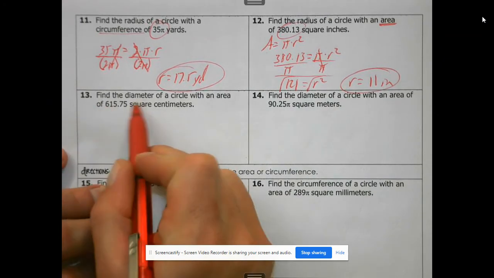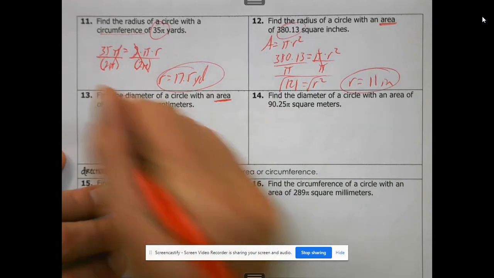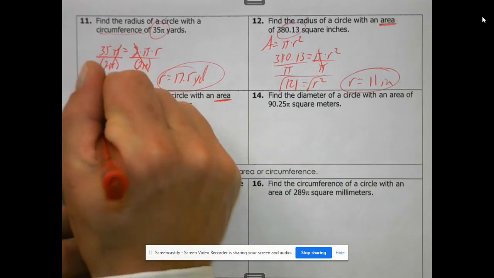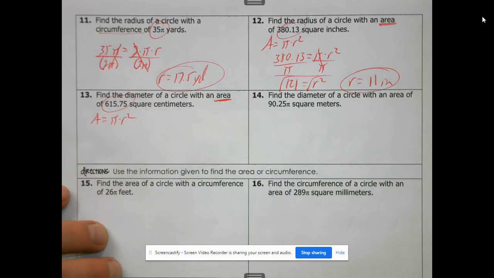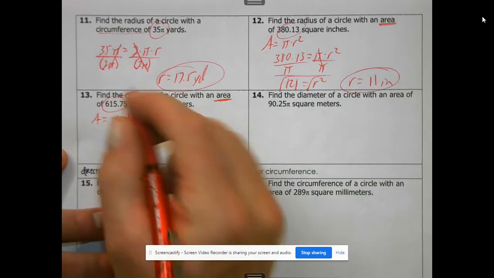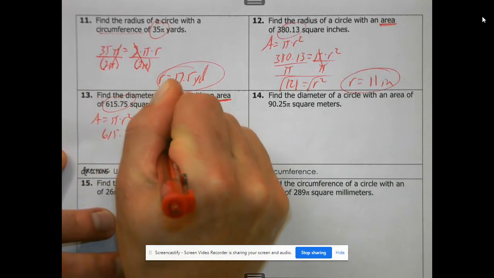13, find the diameter of a circle with an area of this stuff right here. So once again, we need to use the area formula. Plug into what we know. We know the area, 615.75 equals pi times radius squared.